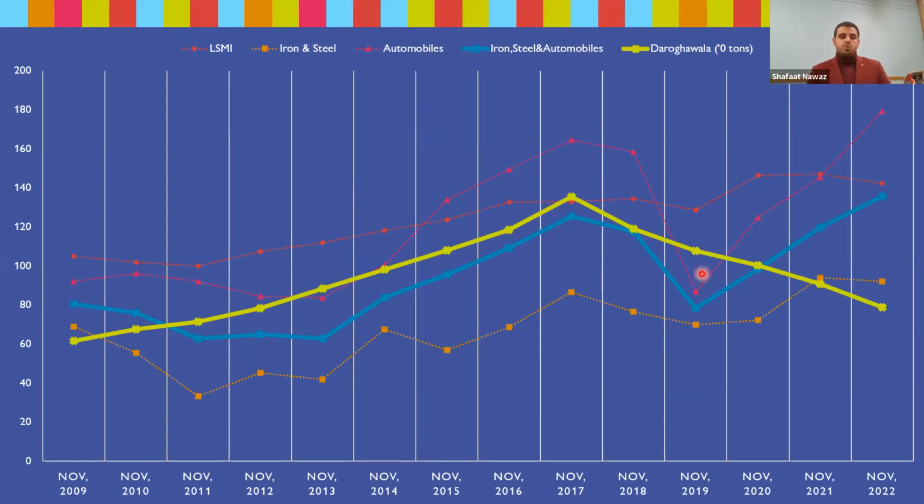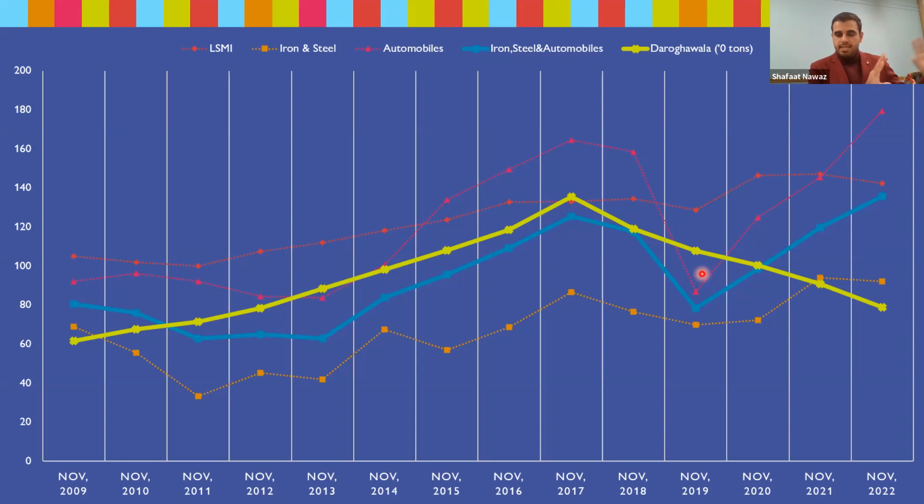So right here, you'll be seeing many lines, but I request you to focus on the blue and yellow for now. The yellow line shows Rogawala's production, because again, we had to use a proxy to estimate production, and we used the tons of metal being processed in industries as a proxy for the production in the Rogawala. And the blue line is a combination of the large scale manufacturing index, which is published by the Bureau of Statistics in Pakistan. And it's a combination of the iron and steel production in the country and automobile construction in the country.